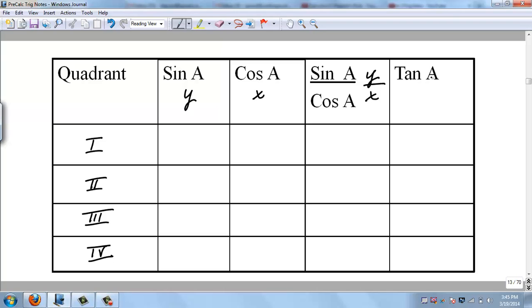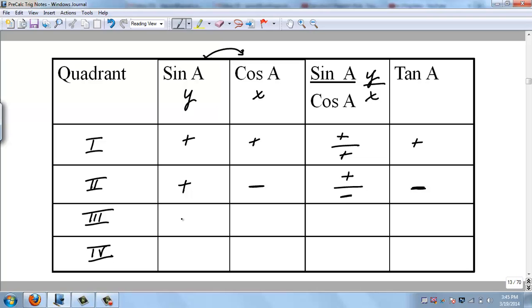So in quadrant 1, sines are positive and cosines are positive because the point is positive, positive. If I divide positive by positive, my tangent is positive in quadrant 1 as well. In quadrant 2, my sines are positive because they're my y values. My x's are negative. If I take a positive and divide it by a negative, I get a negative. Therefore, tangent is negative in quadrant 2.